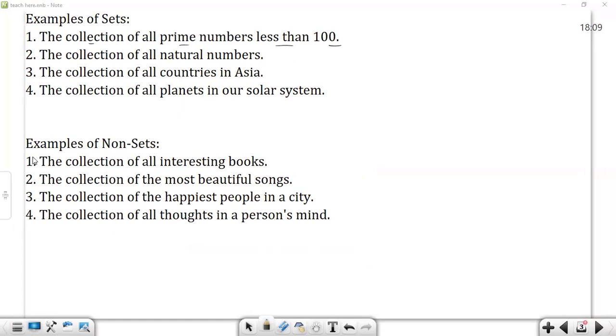And talking about an example of a non-set, this cannot be a set. This is also a collection of objects, but here, as we read, it is the collection of all interesting books. Interesting is very subjective in nature. Some book may interest you, some book may not interest another person. So whether a particular book belongs to this set or not is ambiguous. That's why we cannot term this collection a set. See the second example.